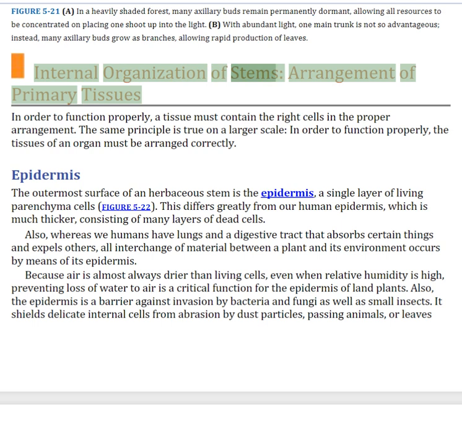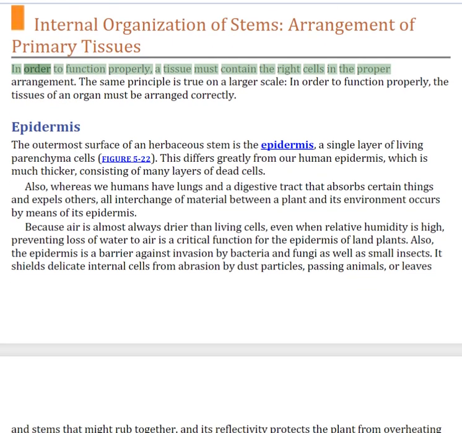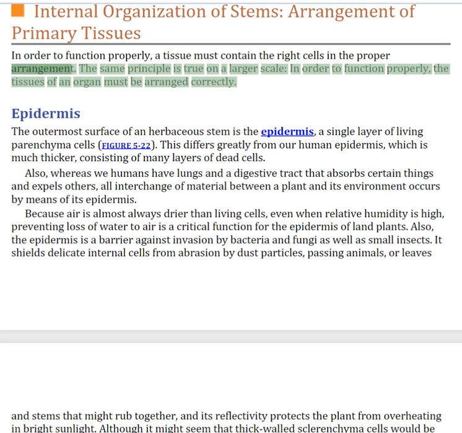Internal organization of stems: arrangement of primary tissues. In order to function properly, a tissue must contain the right cells in the proper arrangement. The same principle is true on a larger scale. In order to function properly, the tissues of an organ must be arranged correctly.